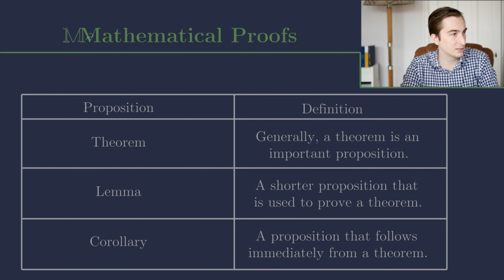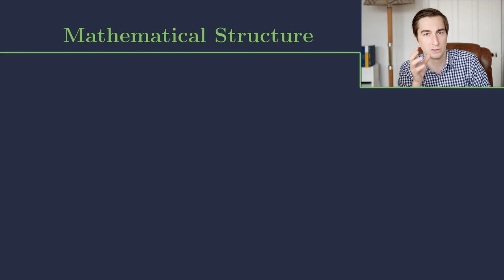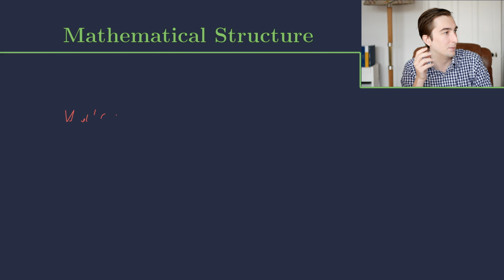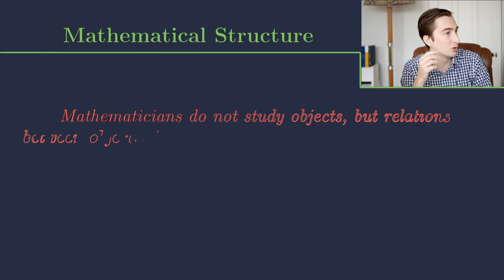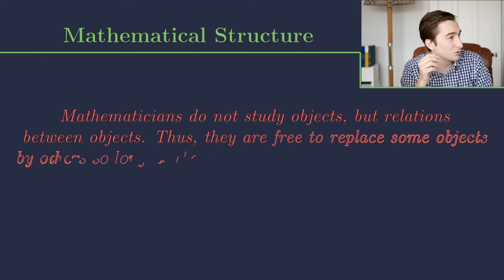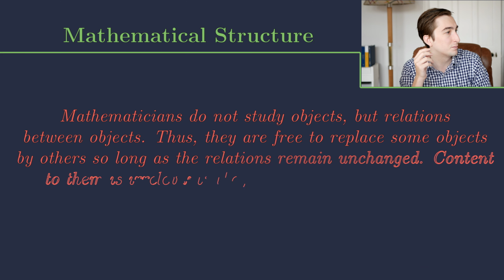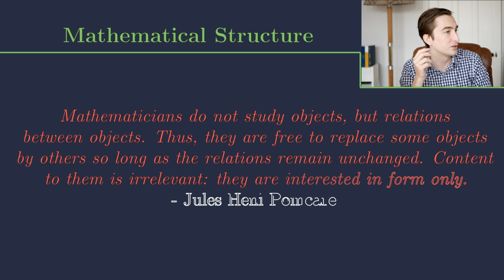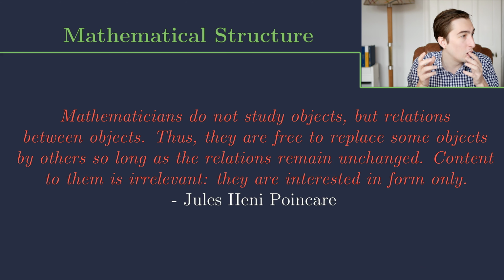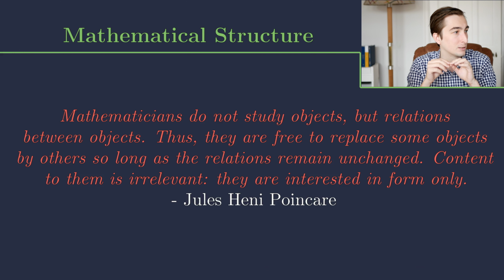I want to start off with this quote, which I think is particularly appropriate to talk about mathematics, by Poincaré, which says: mathematicians do not study objects, but relations between the objects. Thus they are free to replace some objects by others, so long as the relations remain unchanged. Content to them is irrelevant. They are interested in form only.